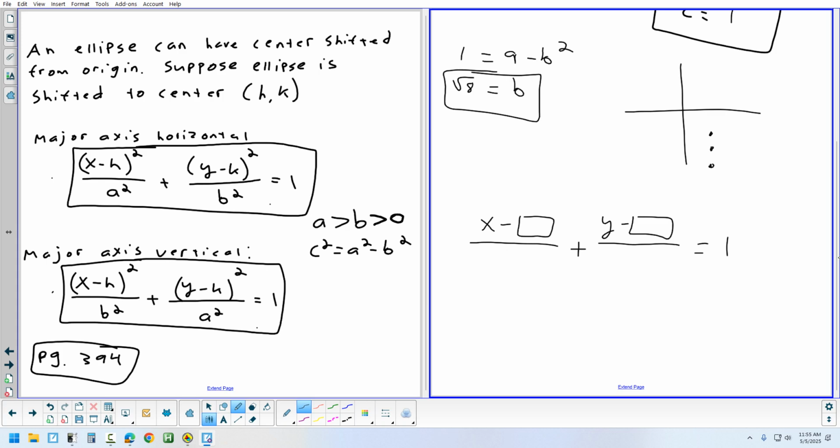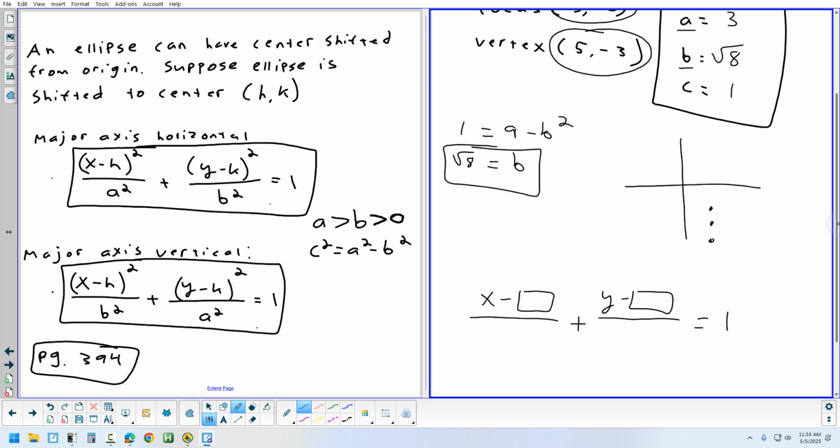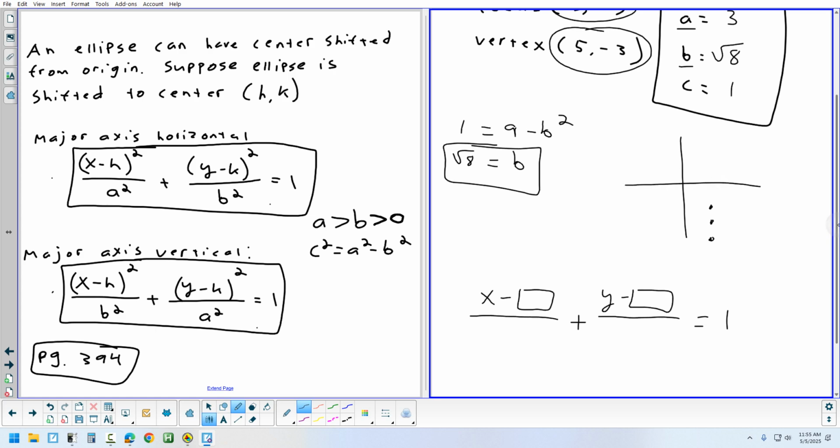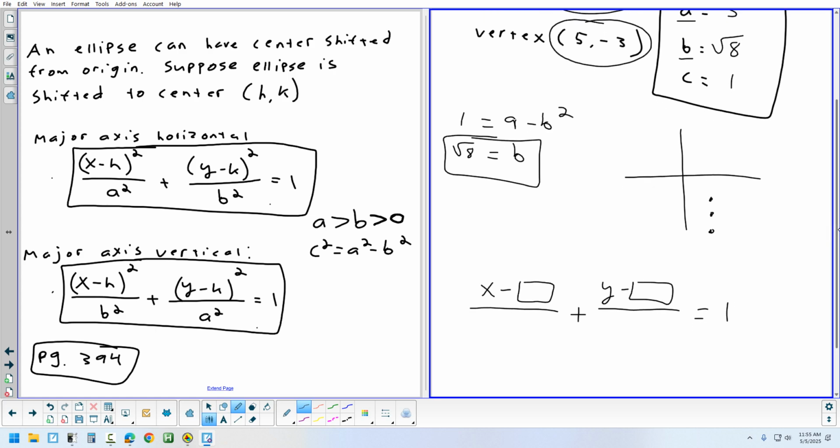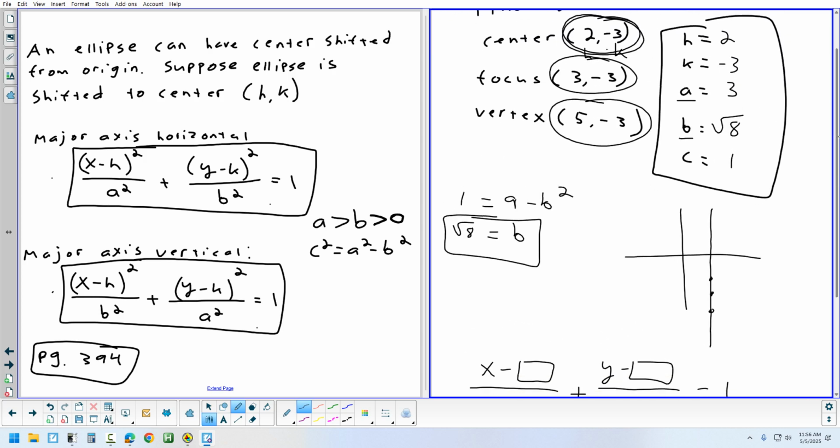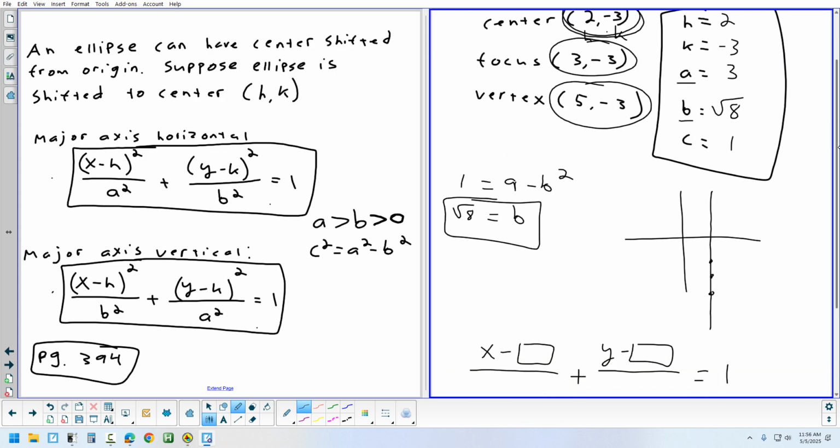I just have a question. Isn't it horizontal, not vertical? The major axis? It's the x values that are changing, not the y. Did I graph these wrong? Right 2 down 3, right 3 down 3, right 5 down 3. I don't think I graphed those right. Thank you. So it is horizontal.